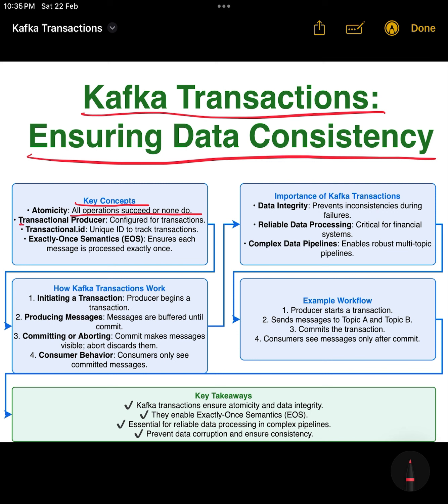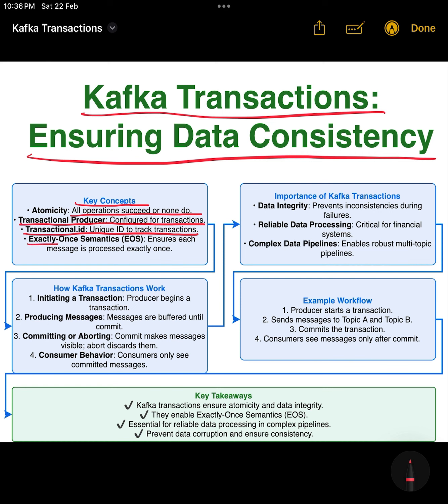Transactional producer. A Kafka producer that is configured to perform transactional operations. It uses a transactional.id to identify and manage its transactions. transactional.id: a unique identifier that allows Kafka to track transactions from a specific producer. It's essential for preventing zombie producers, instances of a producer that continue to operate after a failure, from corrupting data.